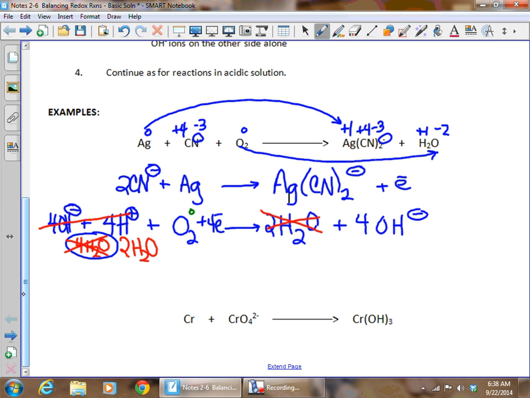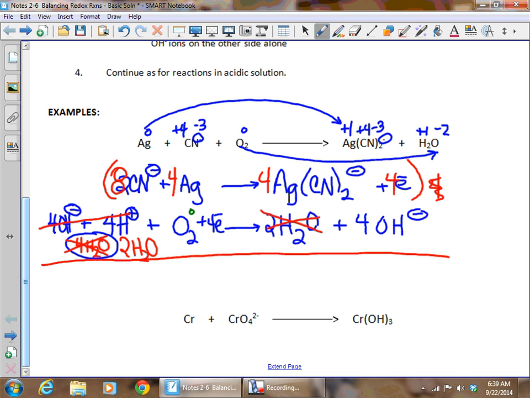So we're going to need to, it looks like, multiply this top reaction by 4 in order to get 4 electrons in both reactions, both half reactions. So this makes that a 4, this a 4, this a 4, and this an 8. And we've used that up. So let's see now what our overall reaction is going to be.